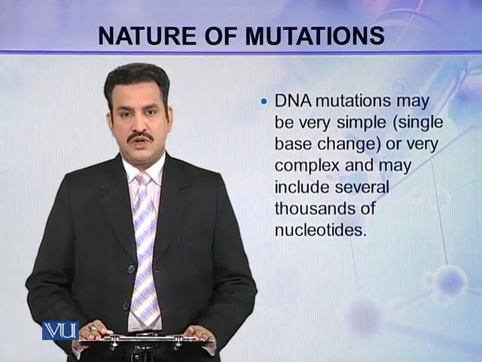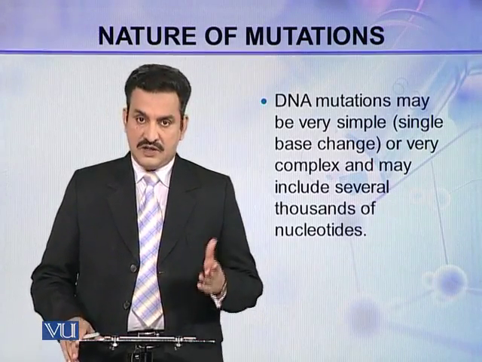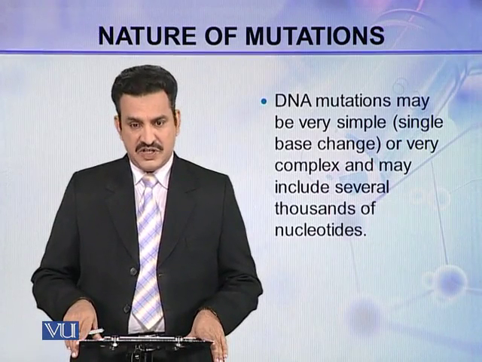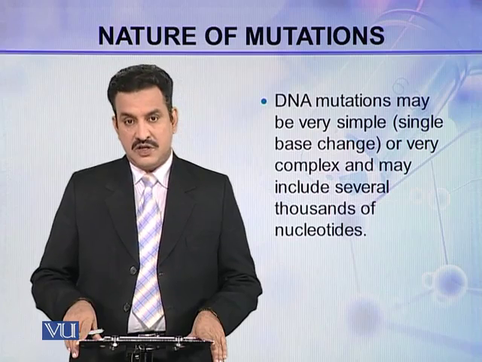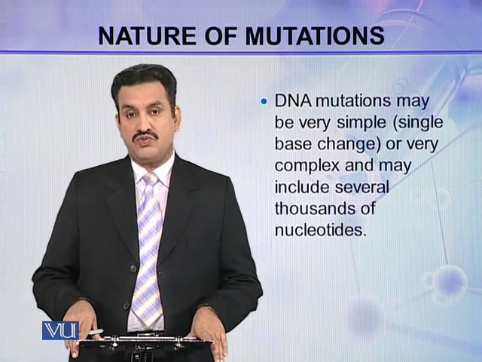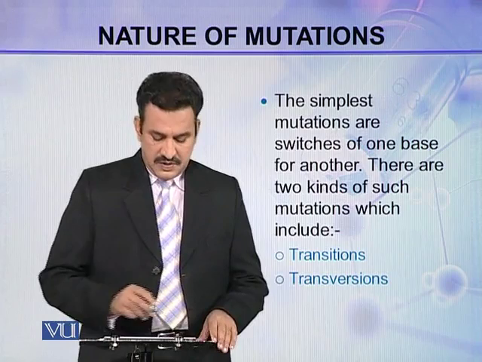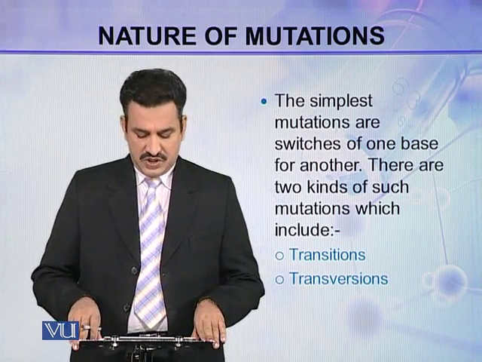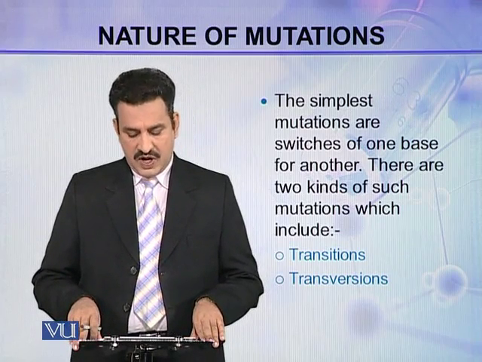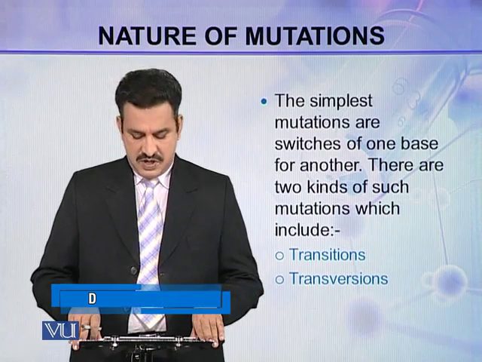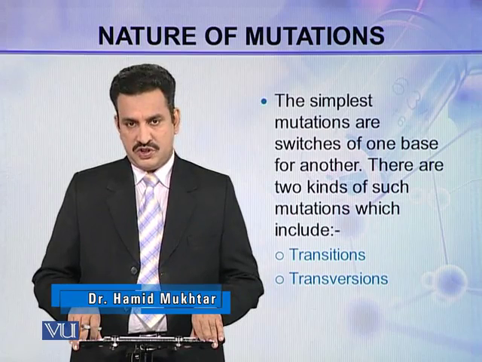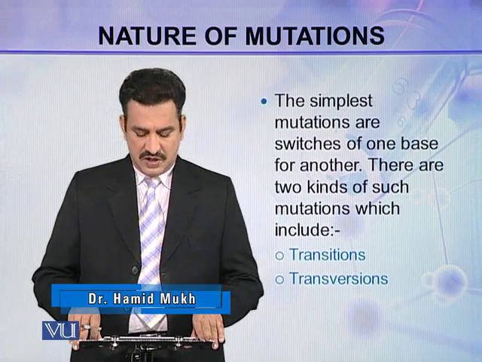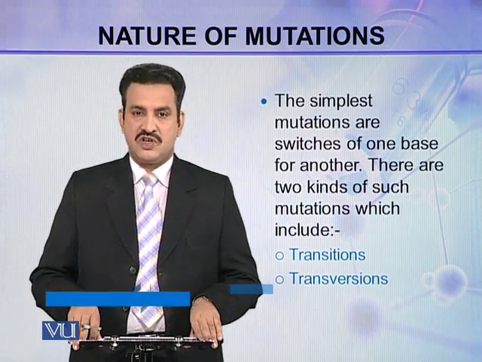DNA mutations may be very simple and may include a single base change, or they may be very complex and may include several thousands of nucleotides. The simplest mutations are switches of one base for another. There are two kinds of such mutations, which are transitions and transversions.